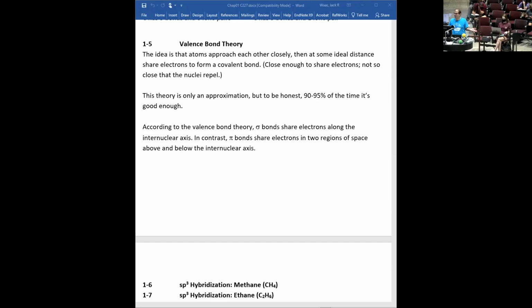Same thing with bond dissociation energies. You can find a table of these in the book. OWL may give you some problems, I think, where you're manipulating those numbers a little bit, and it will give you whatever numbers you need. And I would do the same if I ever asked a problem that involved that. I would never expect you to memorize particular bond dissociation energies.